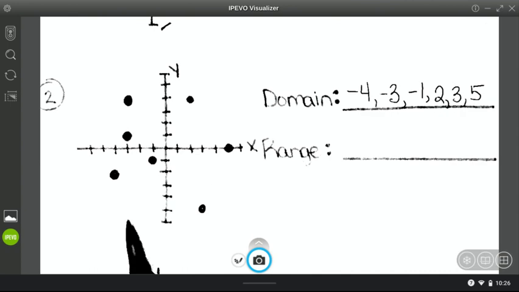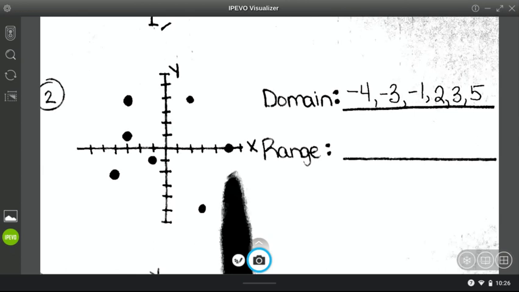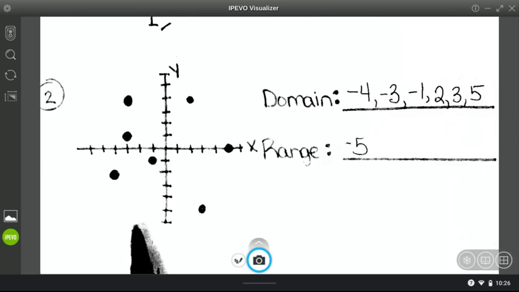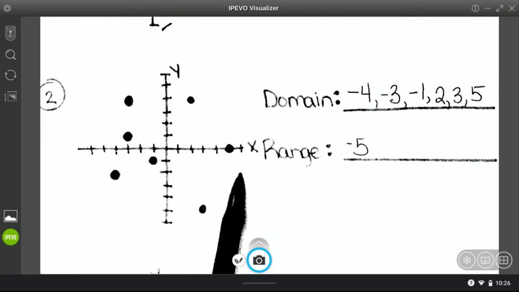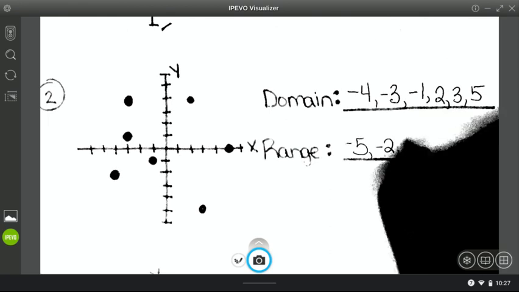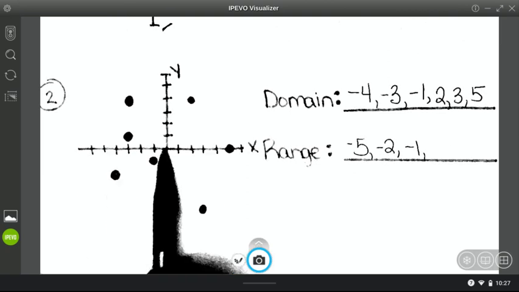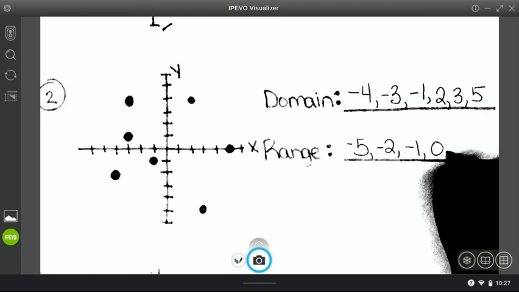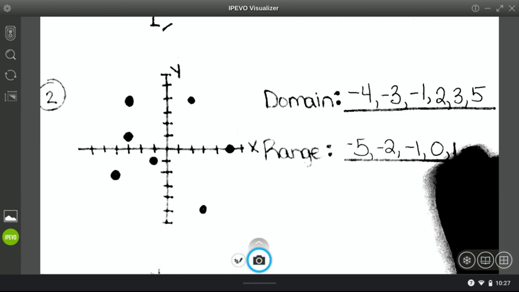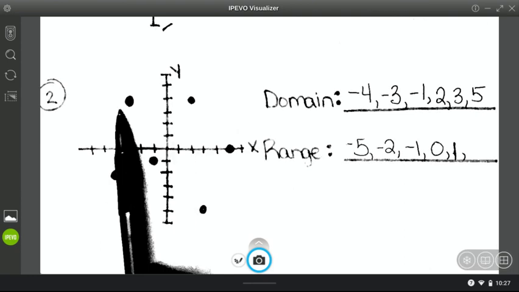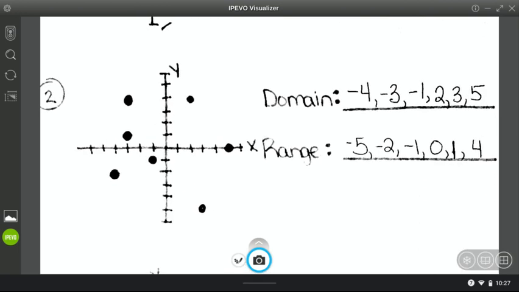All right, and then for our range, we start at the bottom. We have no points going with -6, but what about -5? Right there. Do we have any going across at -4? -3? -2? Yep. -1? 0? Yep. And 1? I don't see a point at 2 or 3, but what about 4? There's a couple, but we only have to list it once.